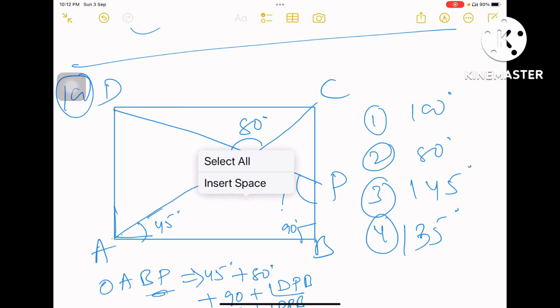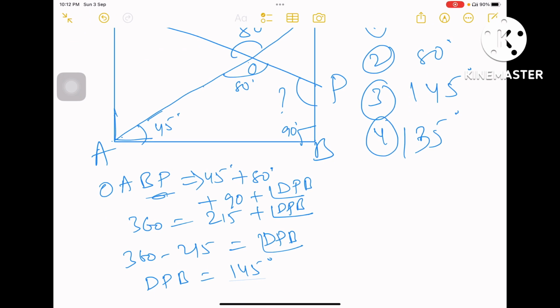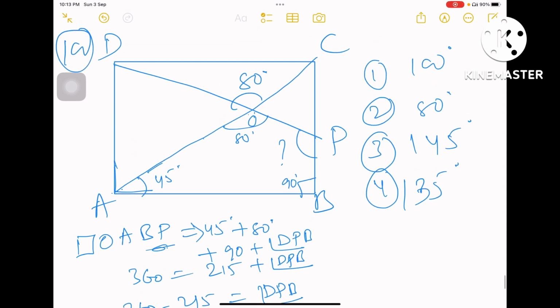the sum of these three angles, that is 90 plus 45, 135, 135 plus 80, that is 215. And this OABP is actually a quadrilateral. So the sum of angles of a quadrilateral is 360. So in quadrilateral OABP, the sum of angles is 360. So we sum it up: 360 is equal to 215 plus DPB. What we get is angle DPB is equal to 145. Option 3 is the correct answer. Next, we will move on to the next question, please.